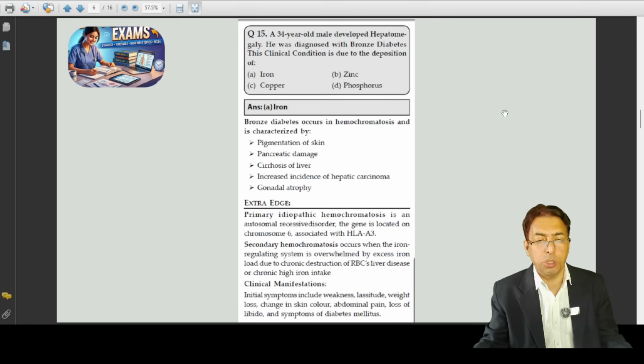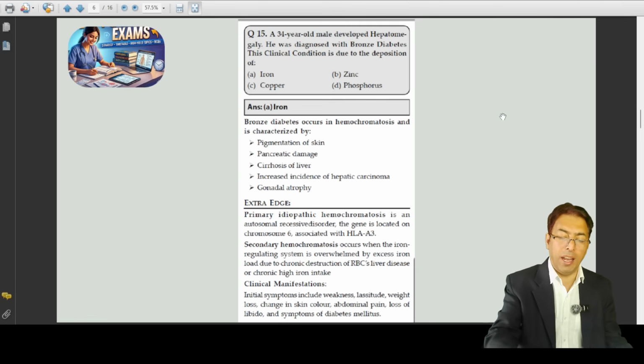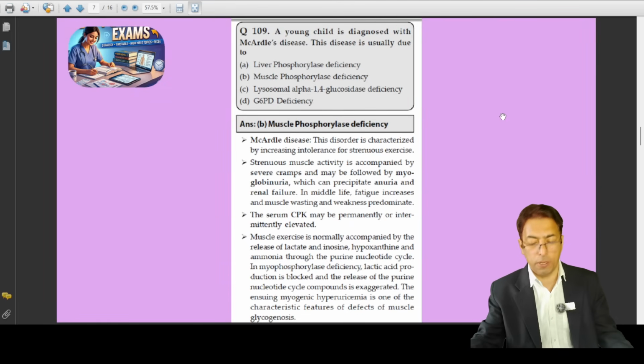I will not go much into that, but you have to remember that bronze diabetes is synonymous with hemochromatosis, which is an iron overloading condition, and you have to be well aware as far as your knowledge with standard books like Harrison, like Davidson, like Philip Calra is concerned. So it is important that you study the standard textbook, which will give you an idea, especially about the important topics which are asked in your NEET PG examinations. And the basic knowledge from these books is very important.